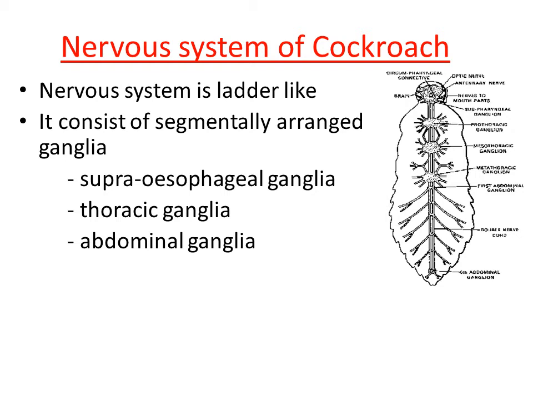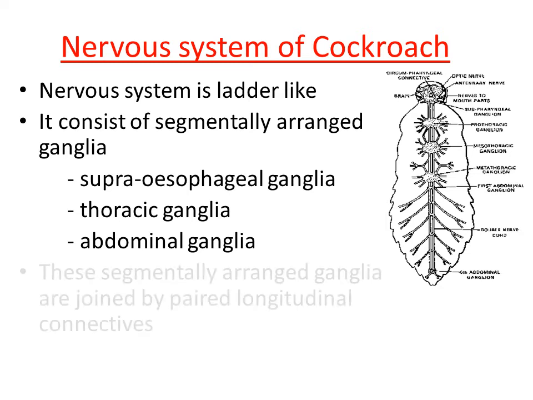If we look at the dorsal side of the cockroach, we can't see the nervous system, because the nervous system is arranged towards the belly side. That means towards the ventral side of the body, right? And these ganglia are interconnected with one another by longitudinal connectives. So longitudinal connectives connect all the ganglia present in the different segments.